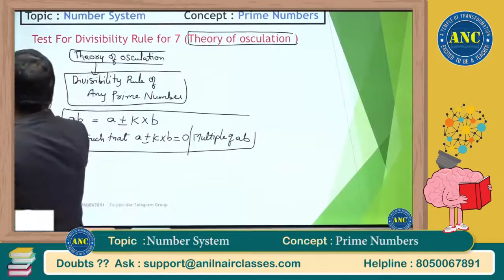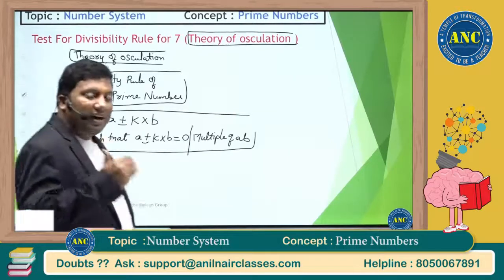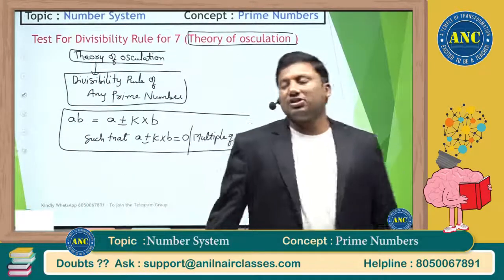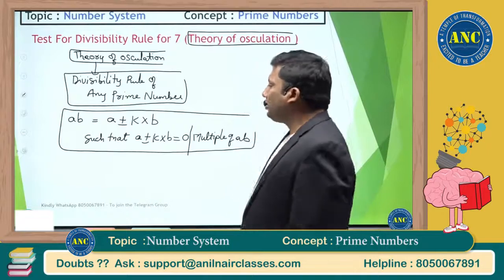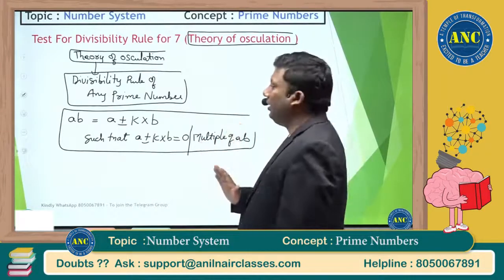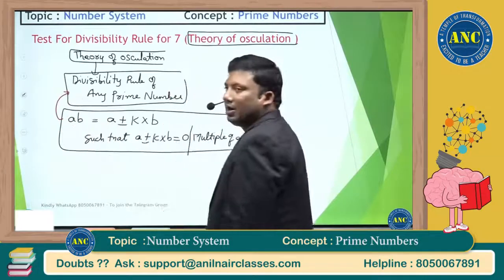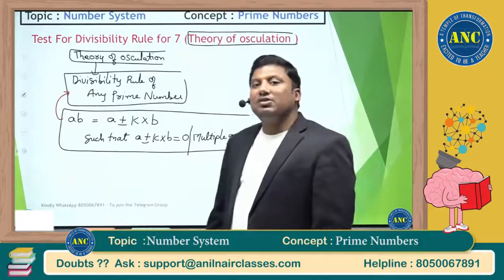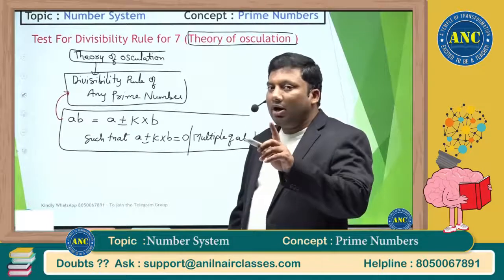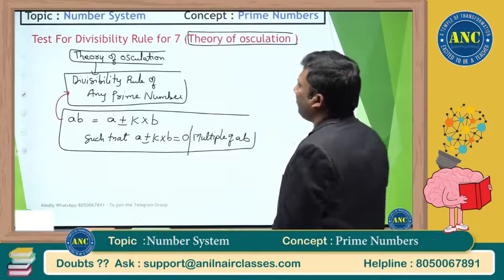For a number AB, if you can find the K value such that A plus or minus K into B is either 0 or a multiple of AB, then you can find the divisibility rule of a prime number. Two to three examples I will do, then the concept will be clear.